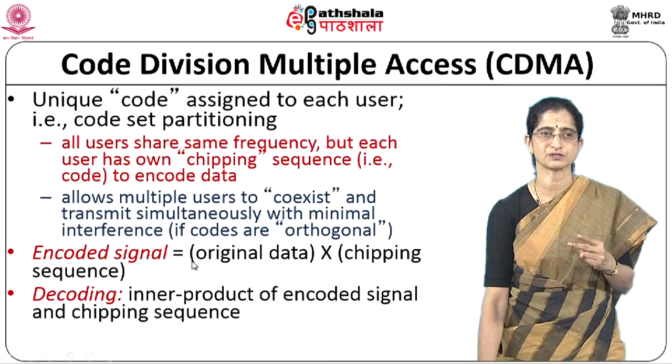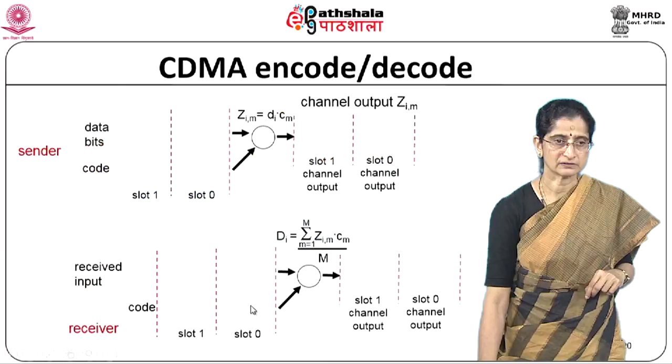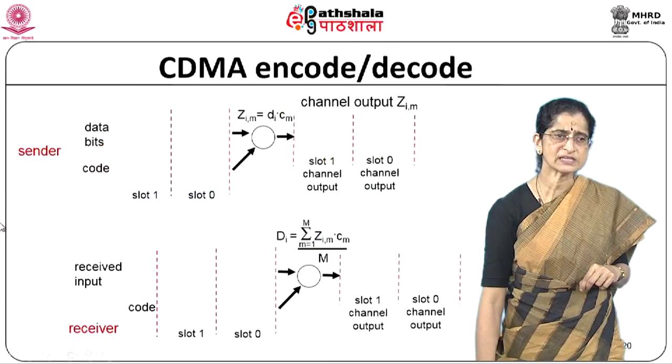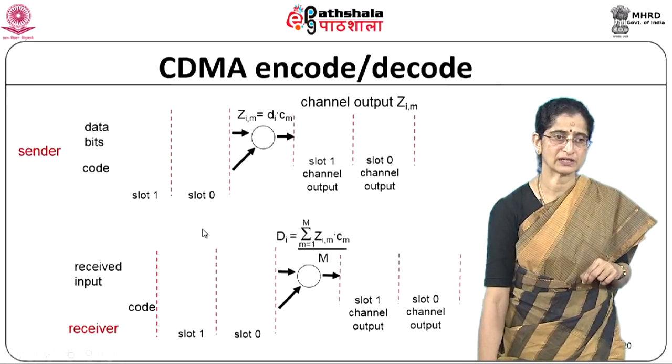So you can just see you're doing the opposite of this. So you get back your original data, right? So that's the idea. So we'll take an example to understand this. Let's say I have a sender who is going to be sending some data in slot 0 and slot 1.